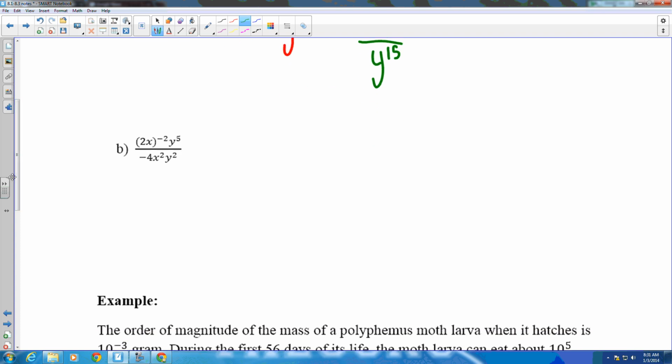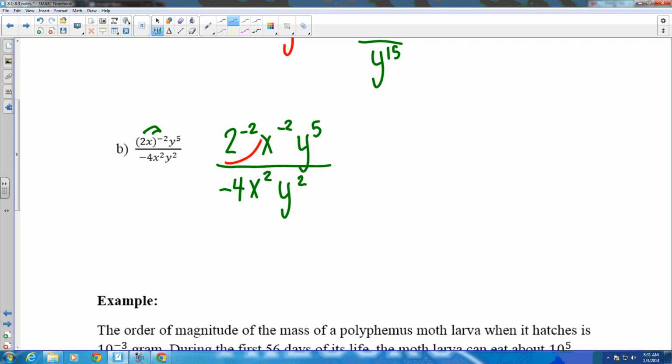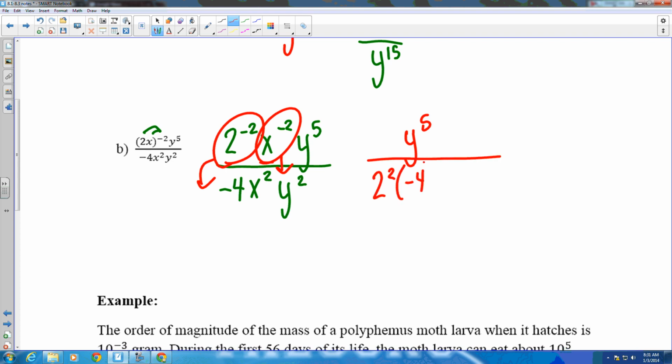B, we need to distribute our exponent on top. So that's 2 to the negative second, x to the negative second, y to the fifth over negative 4 x squared y squared. And then we have 2 negative exponents we need to move down to the bottom. So all we have left on top is y to the fifth. On the bottom it becomes 2 squared. That was times negative 4. Then we have that x squared. We have the x squared that was already down there, and y squared.